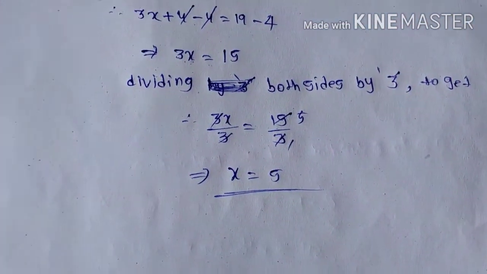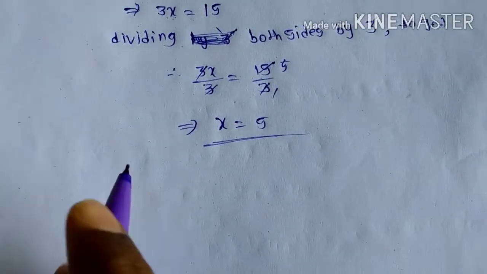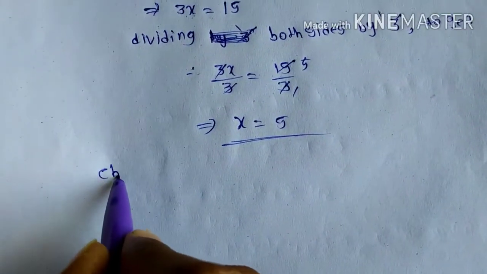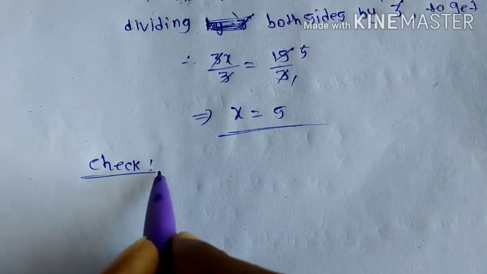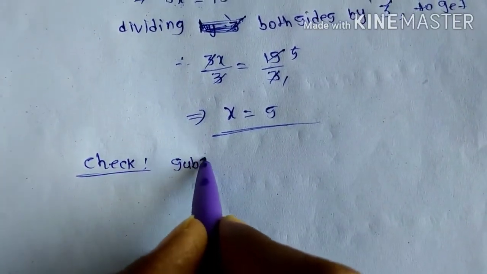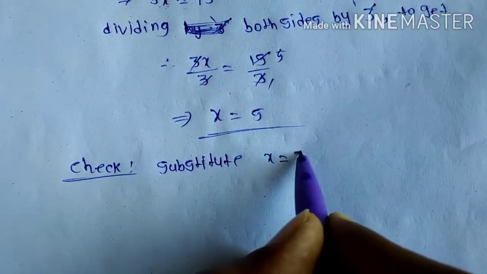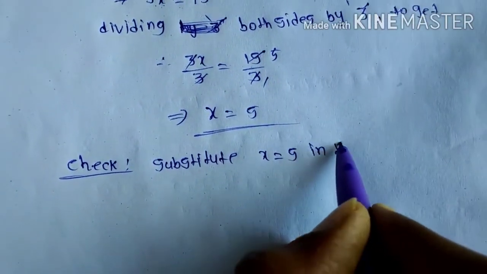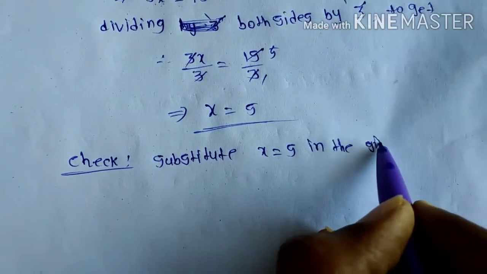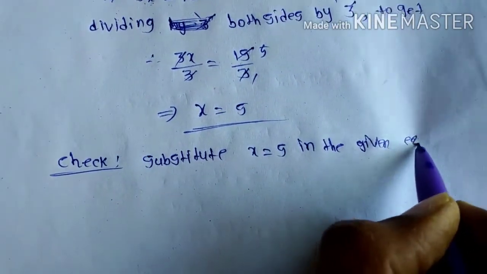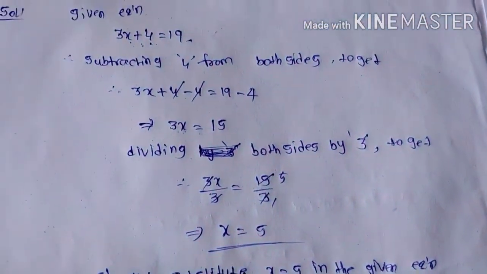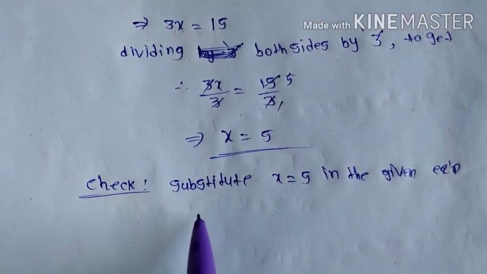But in that question they are asking to check. How can you check? Substitute x is equal to 5 in the given equation. What is the given equation? 3x plus 4 is equal to 19.